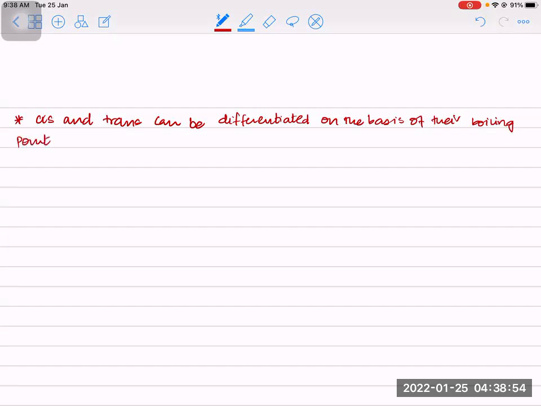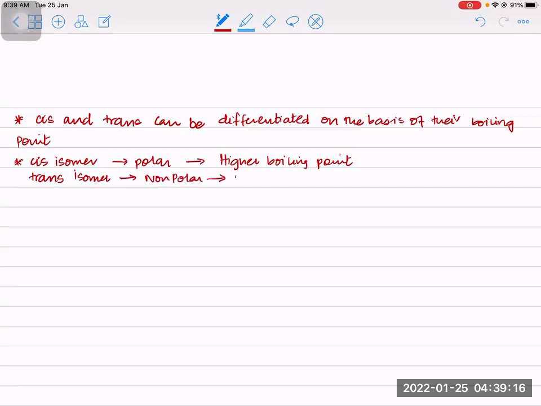Yes, the cis isomer is what? The cis isomer is polar and is therefore going to have a higher boiling point compared to the trans isomer. So the trans isomer is non-polar, right? Because the dipoles cancel out, and this will have a lower boiling point. Clear? Is this clear?